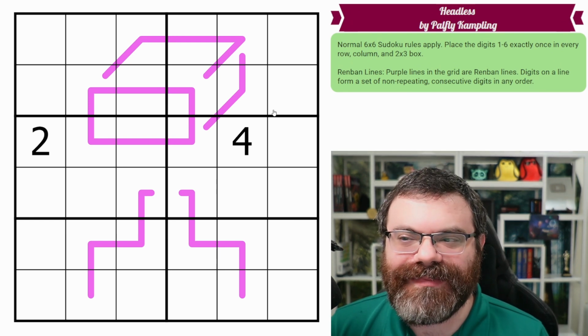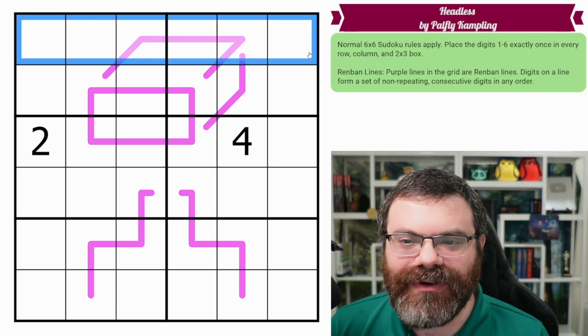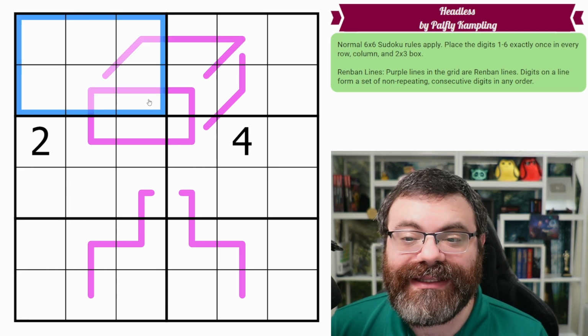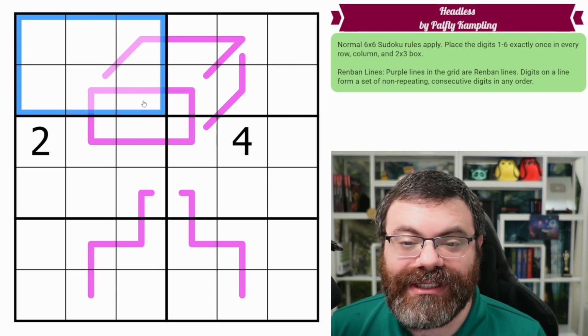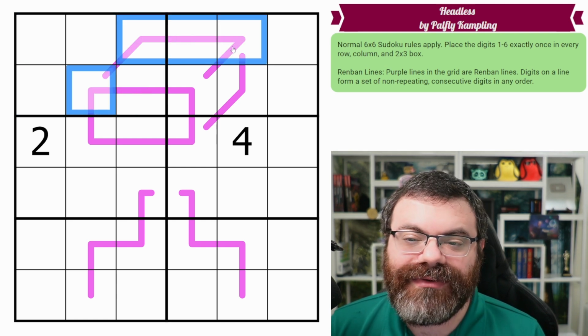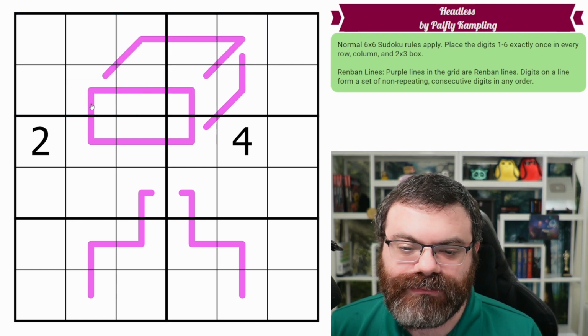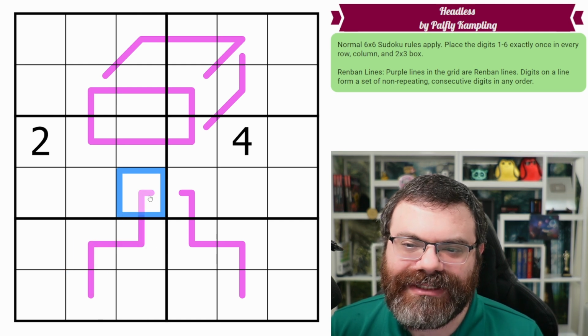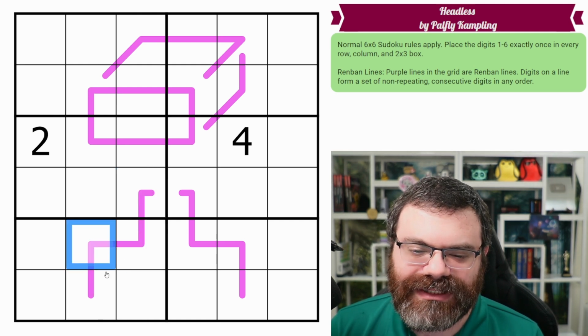We have standard 6x6 Sudoku rules, which means in every row, every column, and every 2x3 box, we are placing the digits 1 to 6 exactly once each. We also have these purple lines in the grid. These are Renband lines. So let's take this line as an example. Sometimes they have little lips like this. This is just cosmetic, right? Just look at what cells they occupy.